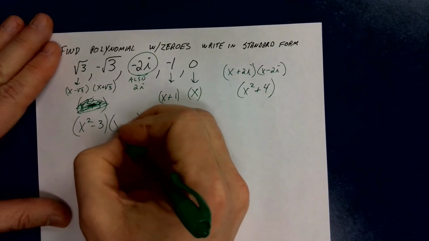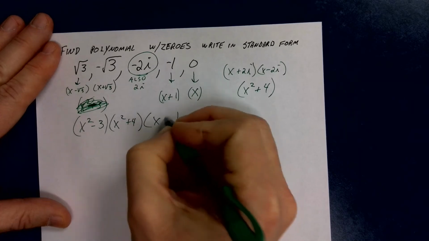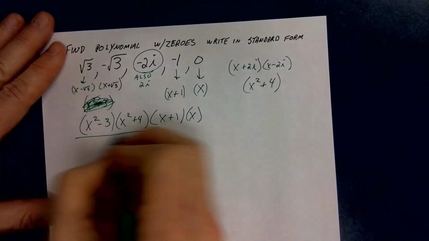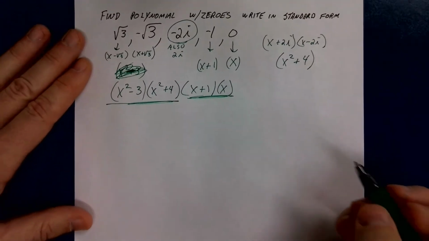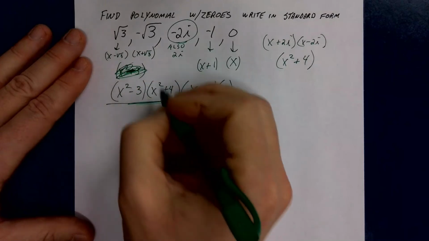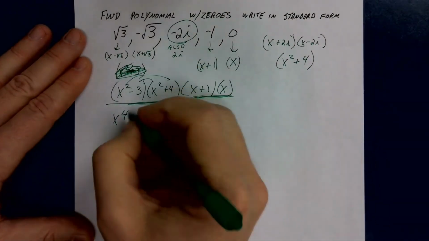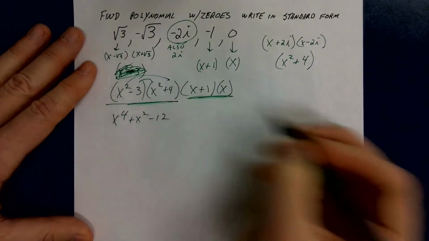This is big. x squared plus 4, x plus 1 and x. Okay, so I'm going to do these things first and these things second, and then multiply those two things together. Again, big algebra here. So x squared times x squared is x to the 4th. Negative 3x squared plus 4x squared is plus x squared. Negative 3 times 4 is negative 12.